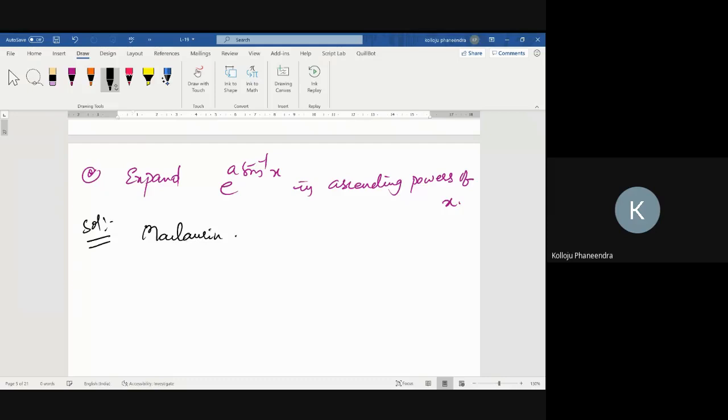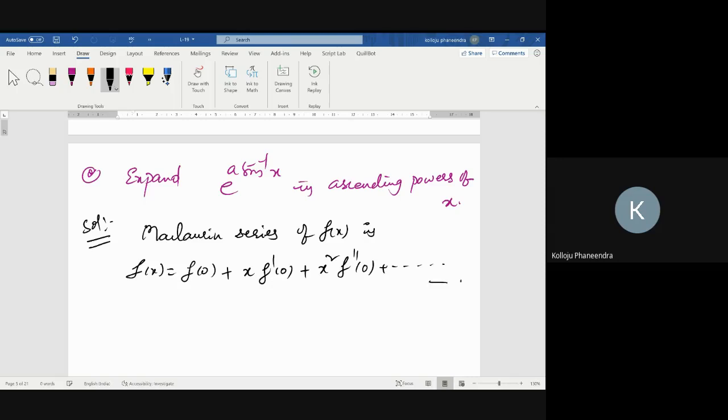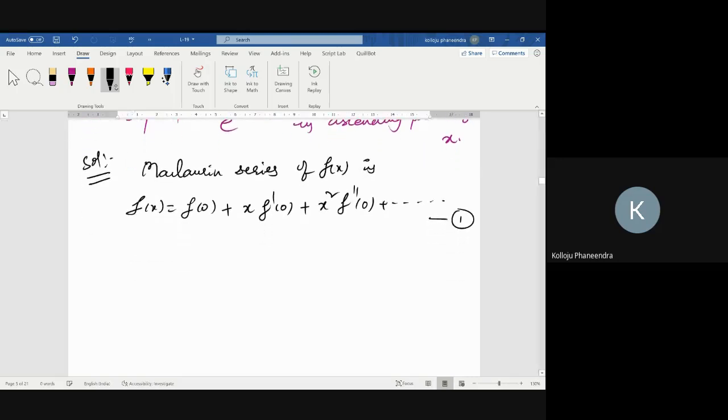Maclaurin series of f of x is f of x equal to f of 0 plus x into f dash 0 plus x square into f double dash 0 and so on. Equation 1. Now what is the function? Let f of x equal to e power a sine inverse x. You can find the derivatives successively: find f of 0, next find f dash x, then f dash 0, f double dash x, then f double dash 0 and so on.